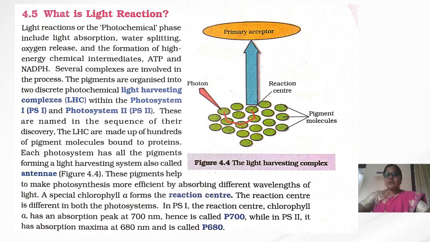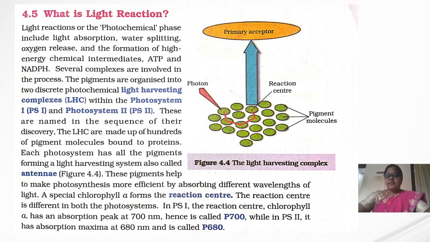These light harvesting complexes are made up of hundreds of pigment molecules bound to proteins. Each photosystem has all the pigments forming a light harvesting system, which is also called an antenna.